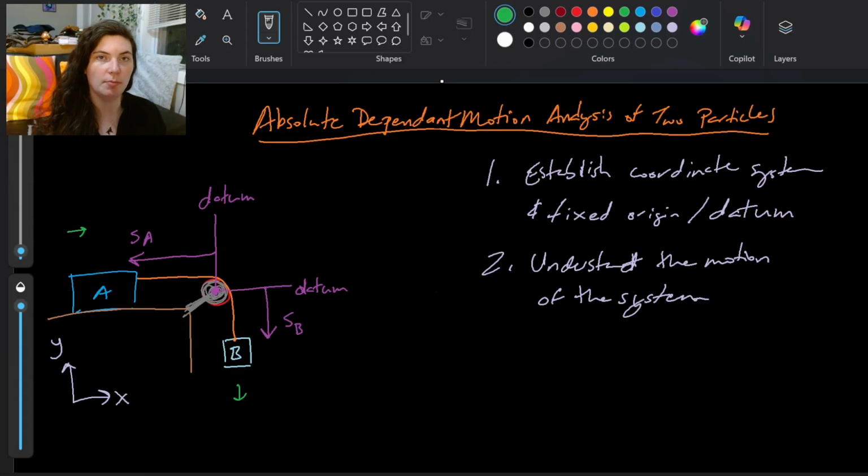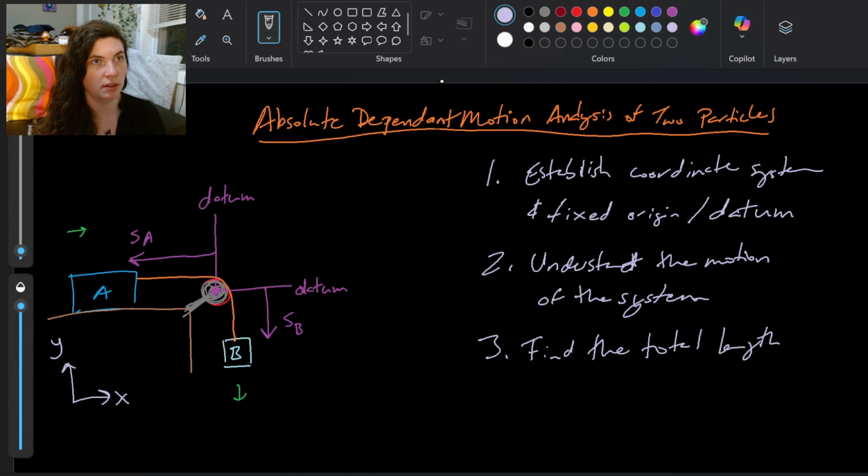Right, so it matters which direction these things are moving, because this is how we're going to set up those relationships, as we touched on in that video. These relationships, where we're finding the total length, are going to be our third step in the process. After we can mentally see how the system is moving and how things are interacting together, we find the total length of cord or rope or whatever is connecting those two particles A and B.